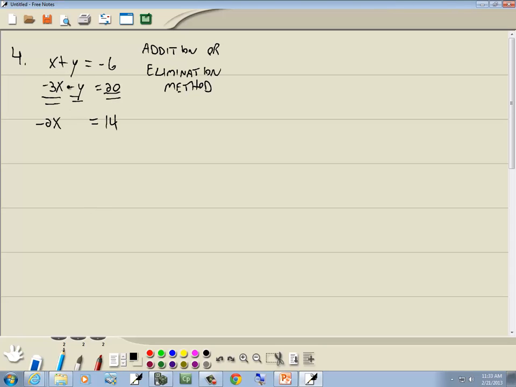So we're adding them, and you see that the purpose of it is to eliminate one of your variables. We want one of them to disappear, and the y's disappeared here, so that works out really nice. And now we're left with something we can solve easily. So I'm going to go ahead and divide both sides by negative 2 to get the x by itself, and we get x is equal to negative 7.